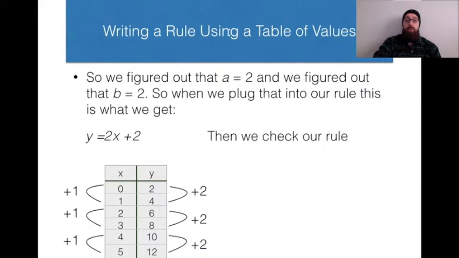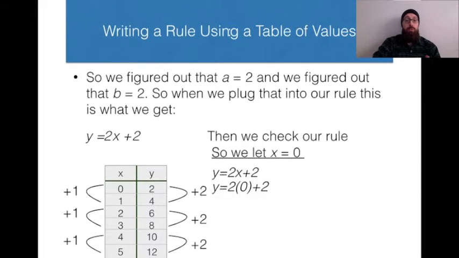Now we need to check our rule. So let's just say x is equal to 0. So we look at our table, and we say x is equal to 0. And our rule is y is equal to 2x plus 2. So we swap out that x and put in the 0. 2 times 0 is 0, plus 2 gives us 2. Right now, when x is 0, y is 2. So far it looks like our rule is okay.